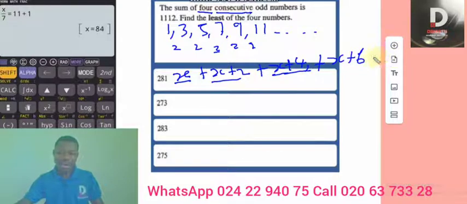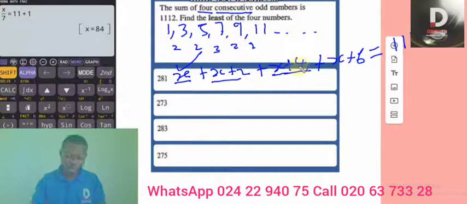He said the sum of them is, in mathematical sign, 1112. Solve it. It said find the least number. The least will be what? X. So if we solve it and get X, that's the answer. So let's apply our calculator and go straight away.